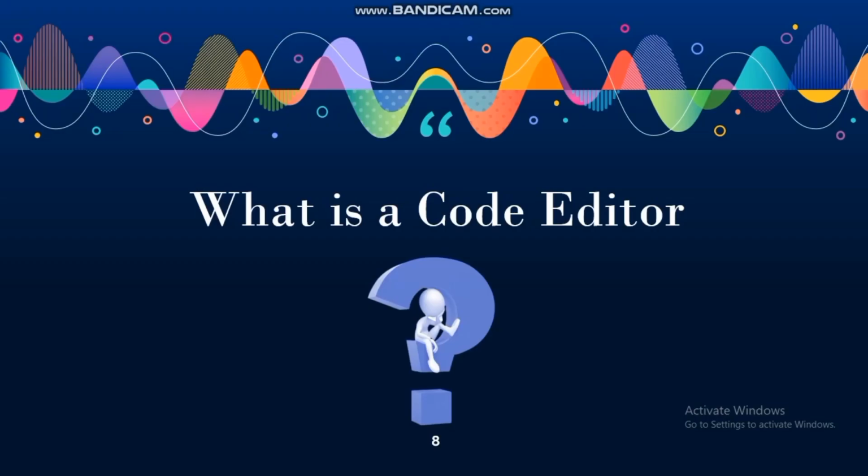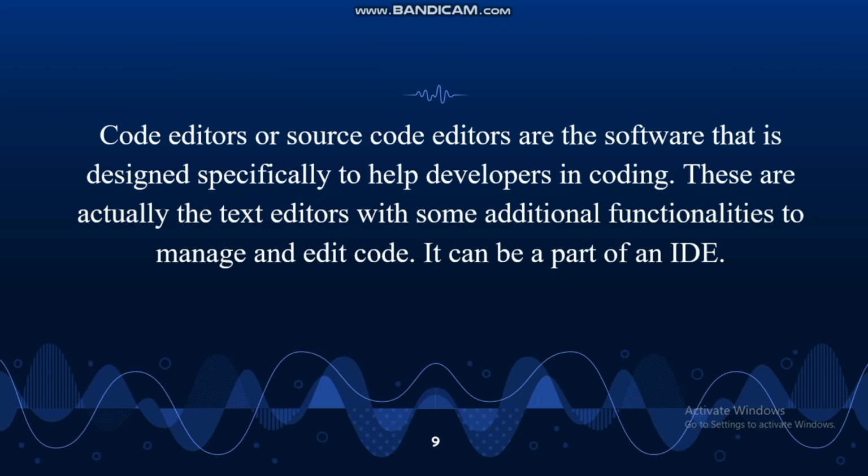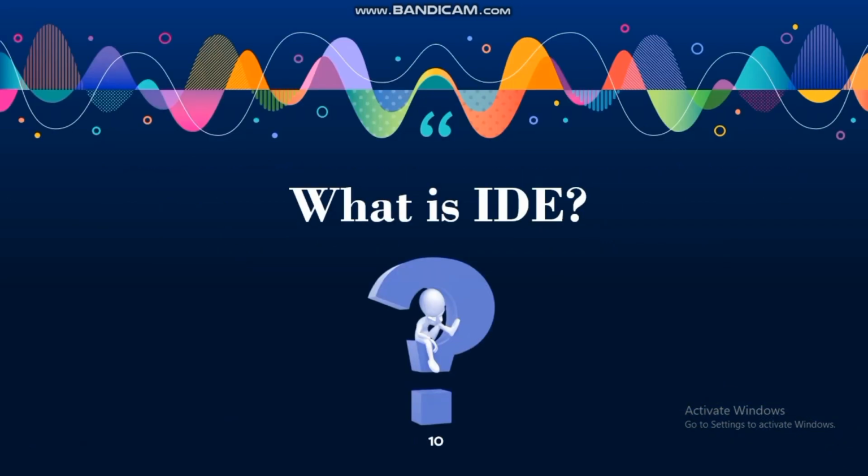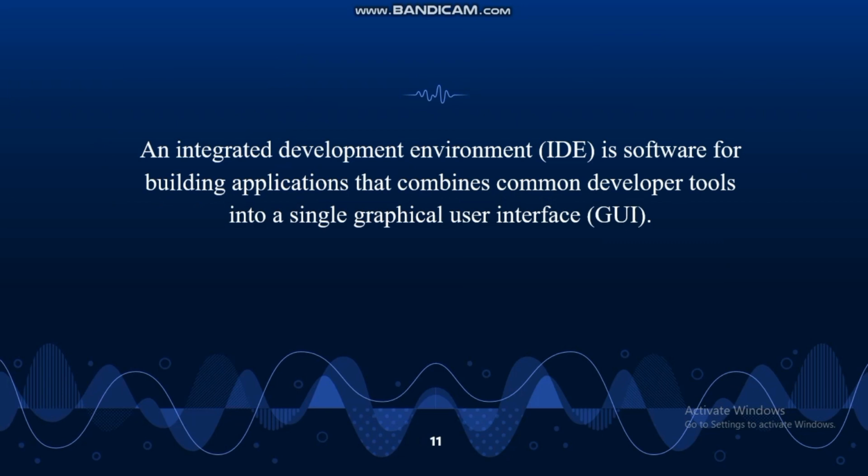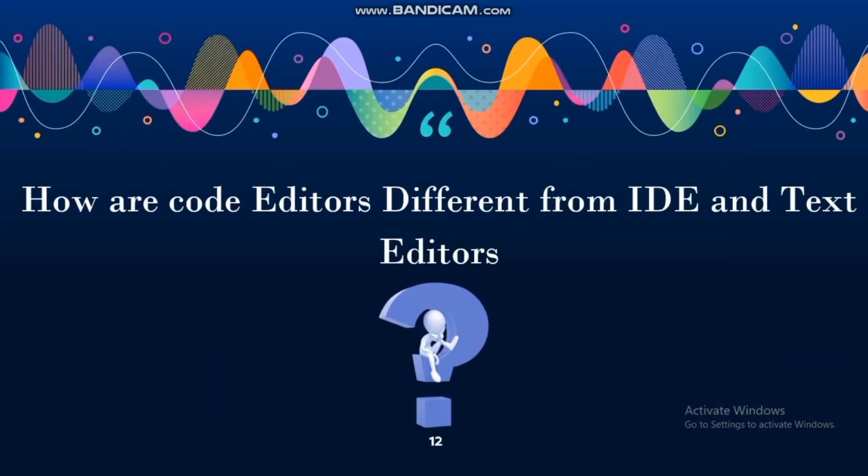What is a code editor? Code editors or source code editors are software designed specially to help developers in coding. These are actually text editors with some additional functionalities to manage and edit code. It can be a part of an IDE, not an individual IDE, just a part of an IDE. What is an IDE? An integrated development environment. An IDE is software for building applications that combines common developer tools into a single graphical user interface.